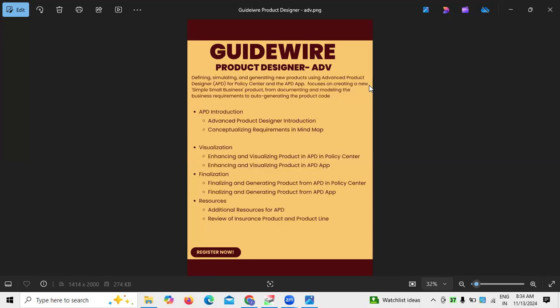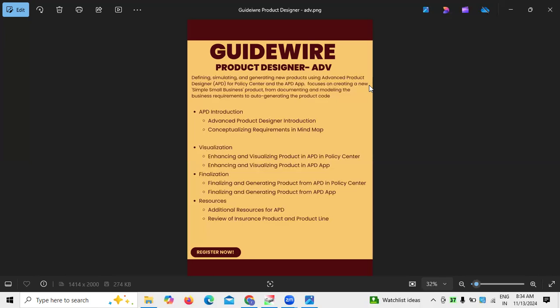This is a course which is meant for that. Do remember, it is majorly focused on the product designing point of view. It has nothing to do with claims or billing. So whoever wants to pursue a career in Guidewire, especially whoever has a specific requirement for product designer, this role and this course are for them.